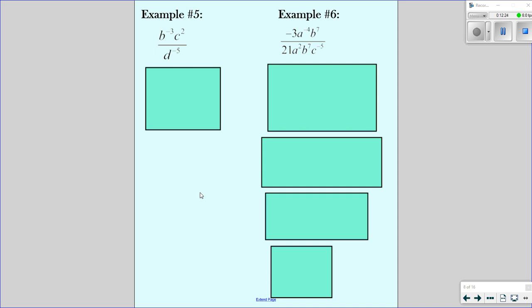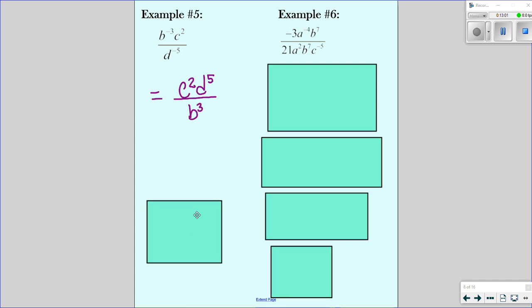So let's look at 2 examples dealing with negative exponents. We have b to the negative 3rd, c to the 2nd power over d to the negative 5th. Let's take it piece by piece. The b has a negative power, so we're going to do the reciprocal of it, which would be 1 over b to the 3rd. c to the 2nd stays as is, and d to the negative 5th would become, instead of 1 over d to the negative 5th, d to the positive 5th and be on the numerator, on top of the fraction.